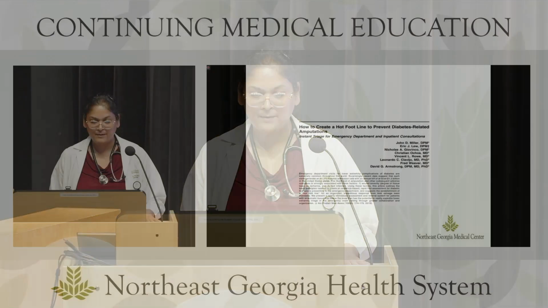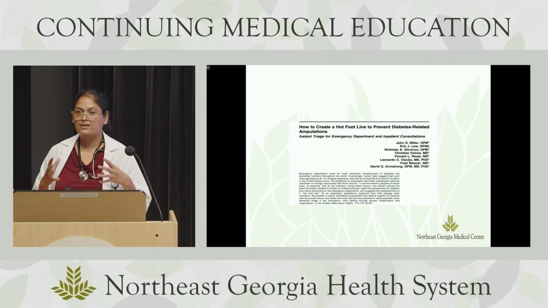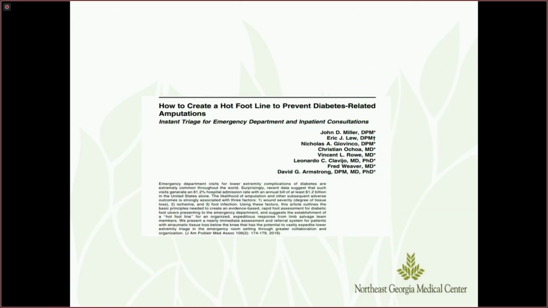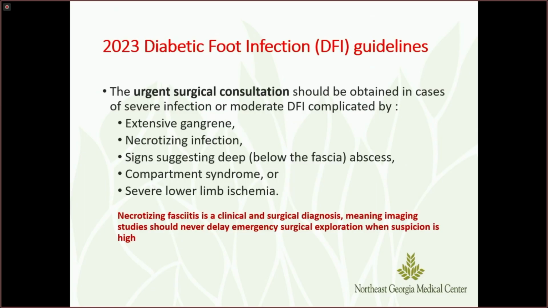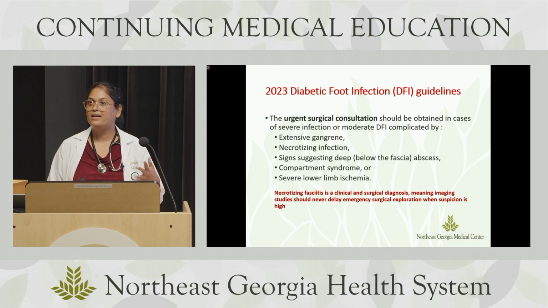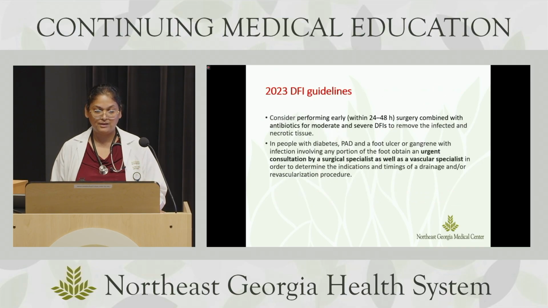And for these type of infections, the most important thing is source control, timely intervention, and not antibiotics. And what I really want to highlight, putting the information that's been presented by our different specialists together, I'm going to refer to this particular publication where they created what they call a hot foot line in the ED. If you refer to the IDSA guidelines, they recommend urgent surgical intervention for patients presenting with extensive gangrene, necrotizing infections, signs suggestive of deep-seated infection like that patient, compartment syndrome, or severe lower limb ischemia. And again, a reminder that necrotizing infections are a clinical surgical diagnosis and require emergency surgical exploration.